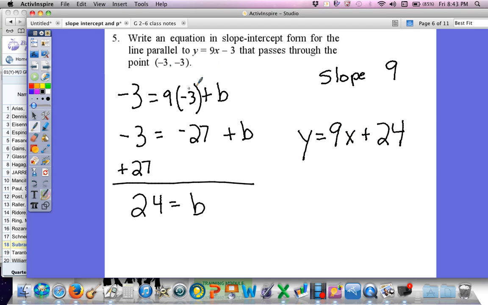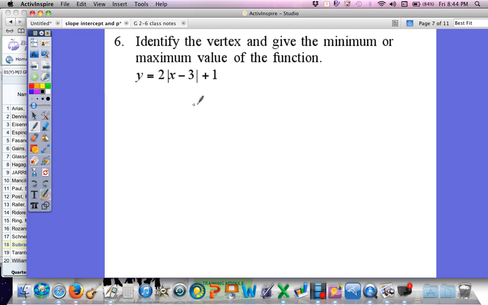Remember, here I'm finding the line that has a slope of 9 and goes through negative 3, negative 3. When I say I want it in slope-intercept form, I want where it's going to go through the y-axis. That would go through at 0, 24. That is my y-intercept. And you can check that. If I plugged that in, 9 times 0 is 0, plus 24 does equal 24. So I actually could check the equation right.